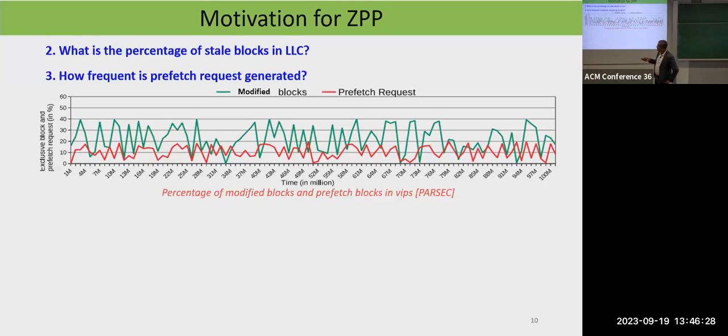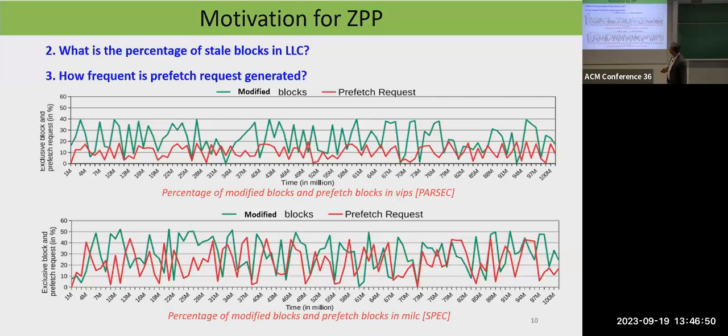The green bar shows the percentage of blocks in the last level cache that are stale. Stale means these blocks have a private copy that is in the modified state. As we can see, over time the percentage of stale blocks keeps on varying. Sometimes it comes to a very low value, and sometimes it can go up the ladder also. We tried single-threaded and multi-programmed workloads in SPEC also. I'm just taking one benchmark for you to understand that more or less the numbers will vary across.